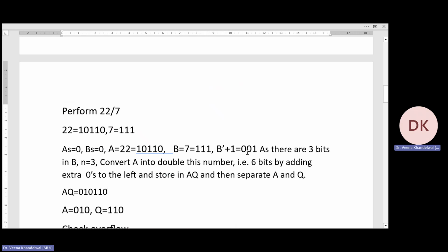So we computed it previously. Now what we do, we check the number of bits in the divisor. So here you see the number of bits in the divisor is 3. That means the 3 bits of the register we will be using.